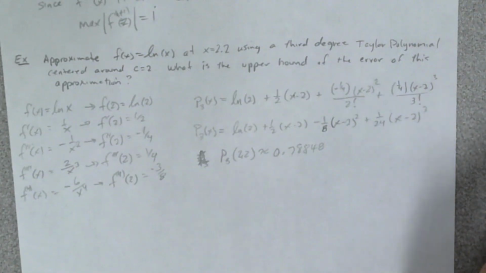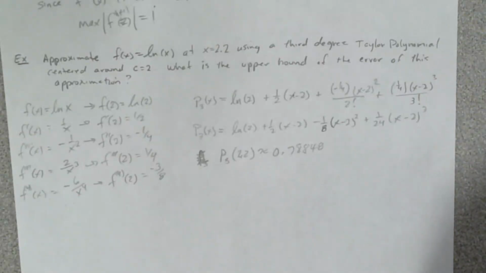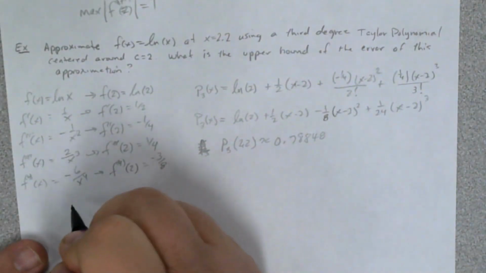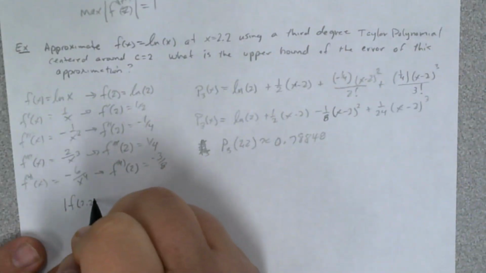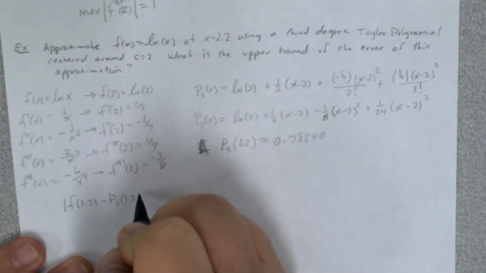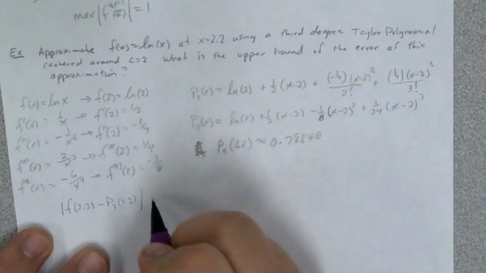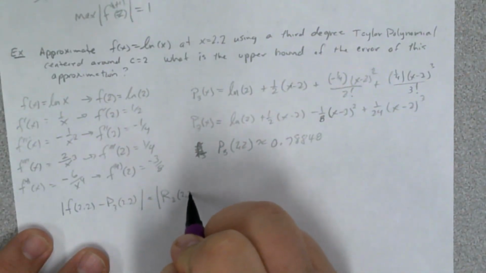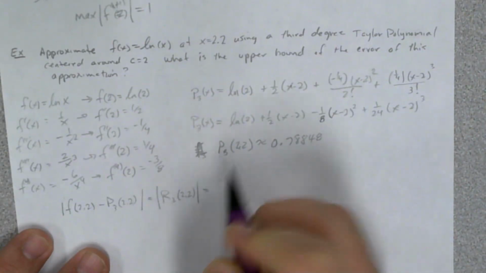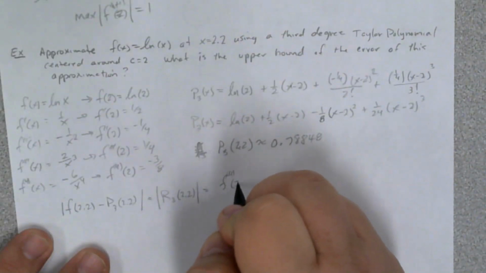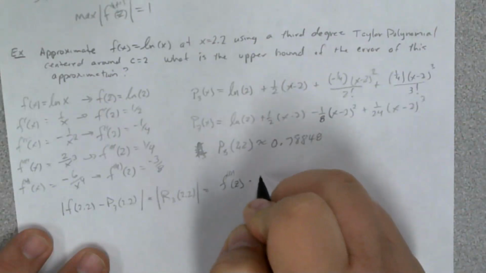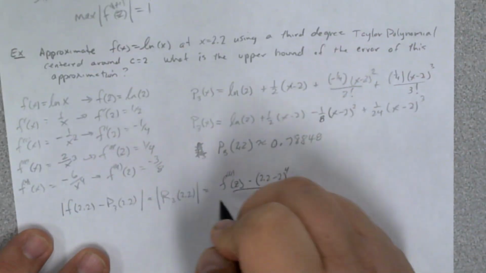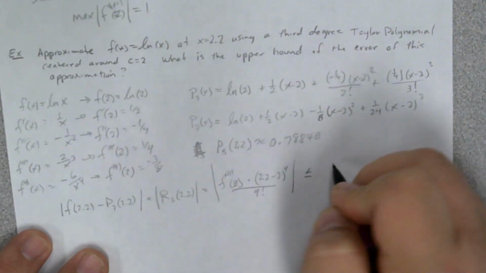All right, so the next part, that's our Taylor polynomial approximation right there. We want to find out the error of this, and so we want to plug in our numbers. And so here we go. F of 2.2 minus P3 at 2.2 is going to be equal to that remainder, which is equal to the absolute value of the fourth derivative of some z times 2.2 minus 2 to the fourth over 4 factorial. But that is less than or equal to the max of that.